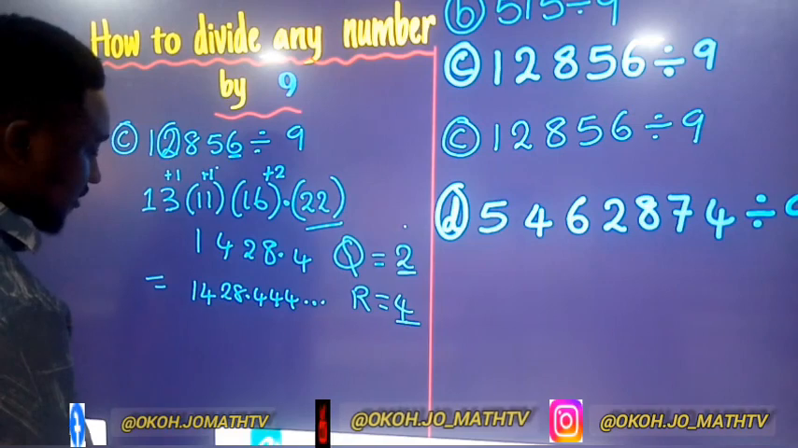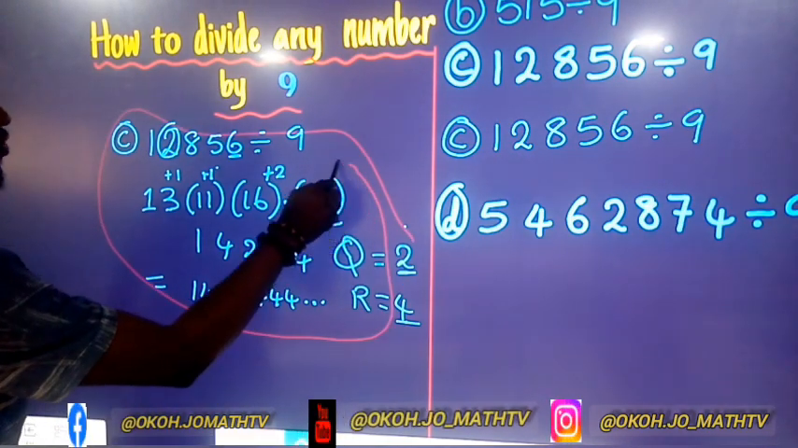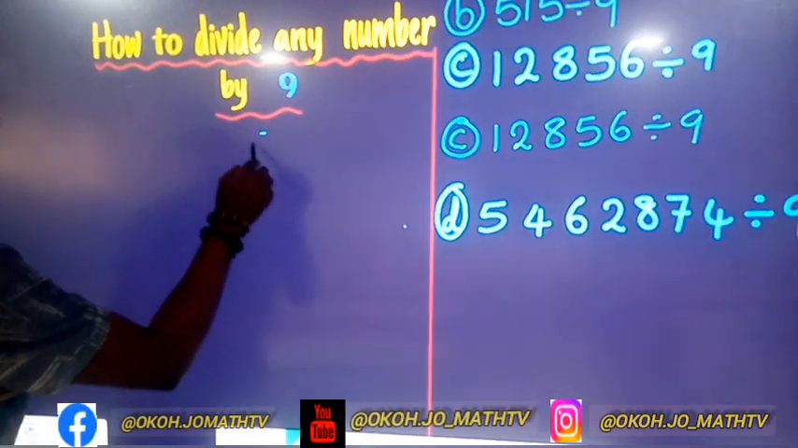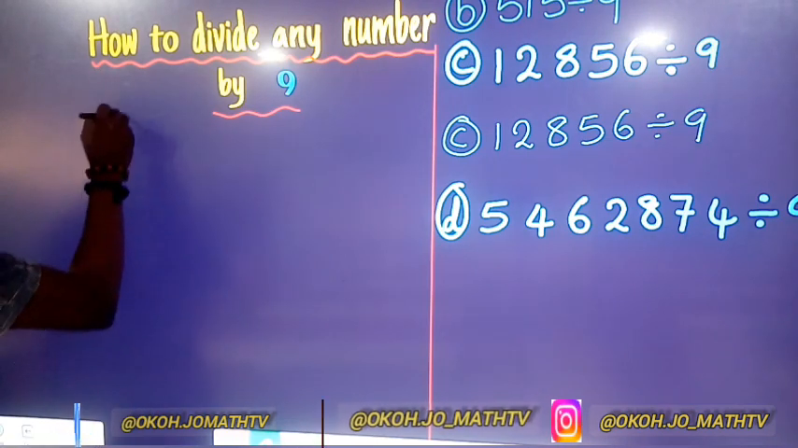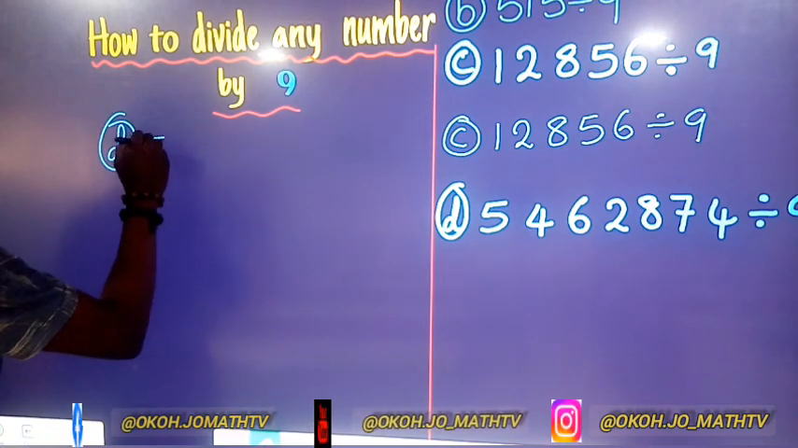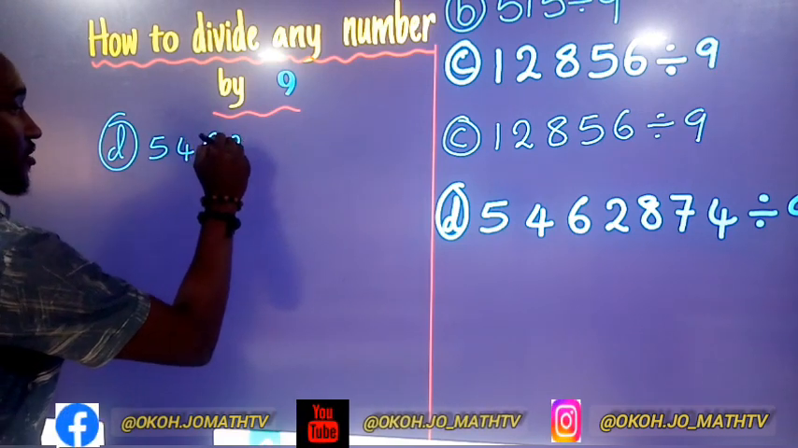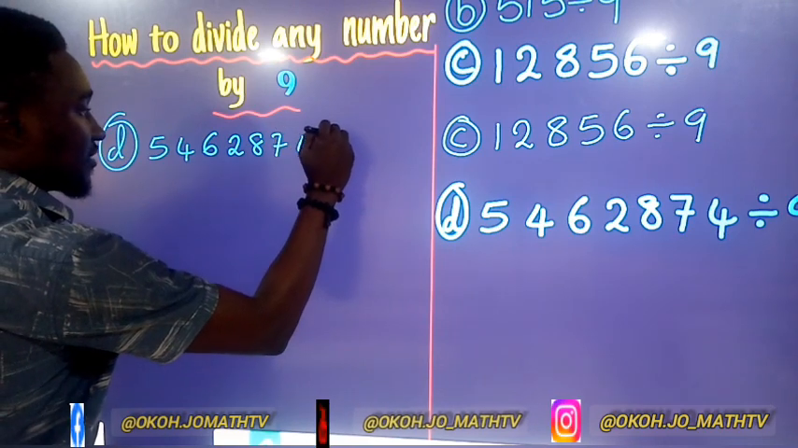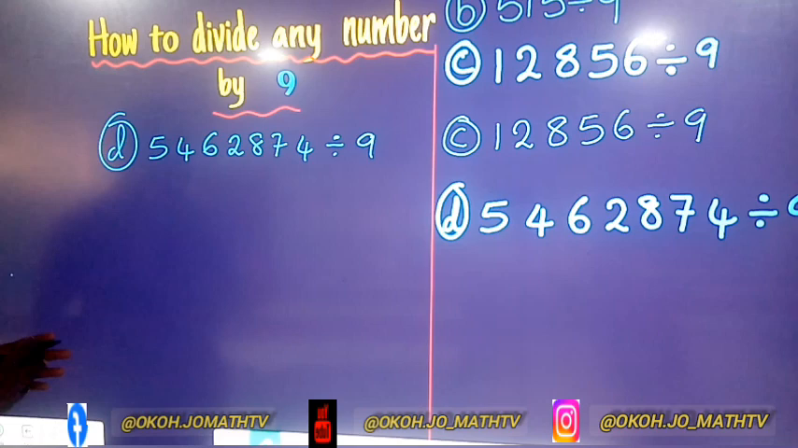So let's look at another one. This is question D. So I repeated C. Is that clear? So the final one, question D. We have 5, 4, 6, 2, 8, 7, 4 divided by 9. You can see how large this is, but you don't have to be confused.